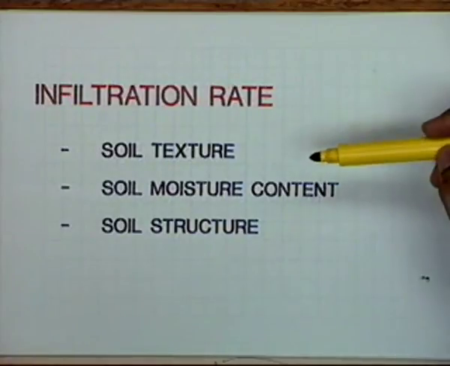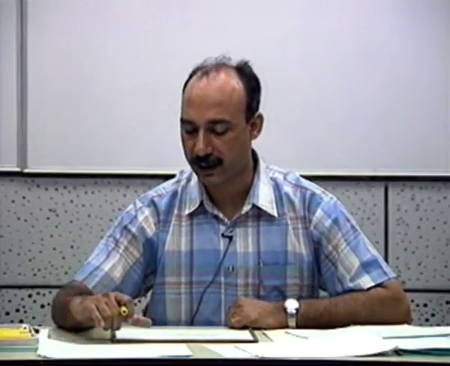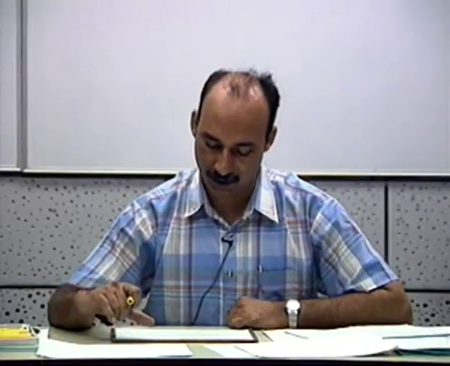For example, in the case of soil texture, if the soil is coarse soil, the pore spaces will be large enough. They will let the water move in the downward direction at a rate which is much higher in comparison to those soils which are fine soils. In the case of fine soils, your pore spaces will be much smaller, and they will be creating hindrance to the movement of the moisture. So the infiltration rate will depend largely on the type of soil.